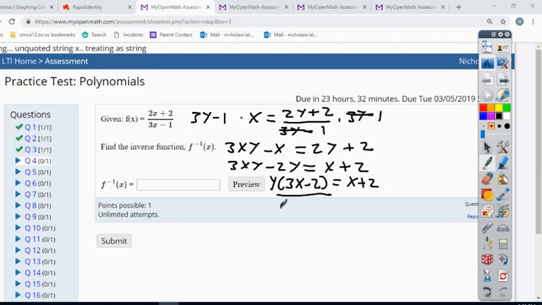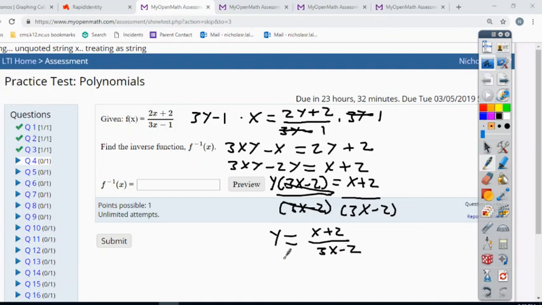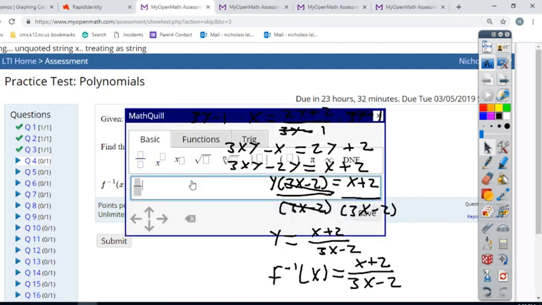And I now divide each side by 3x minus 2, so I can cancel out and isolate my y. So my y is equal to (x plus 2) over (3x minus 2). And now that I've isolated y, I have found my inverse function. The inverse function is equal to (x plus 2) over (3x minus 2).